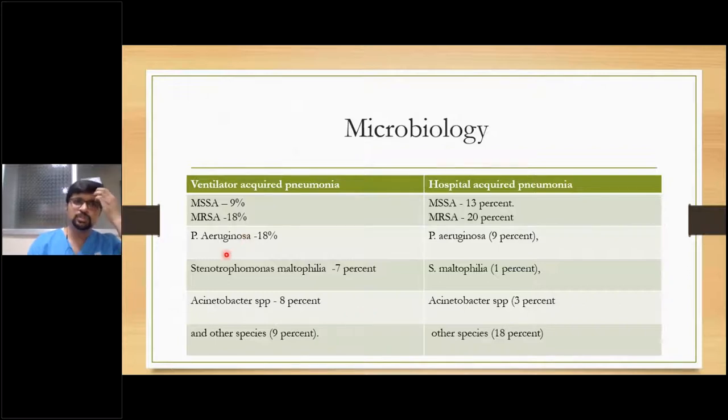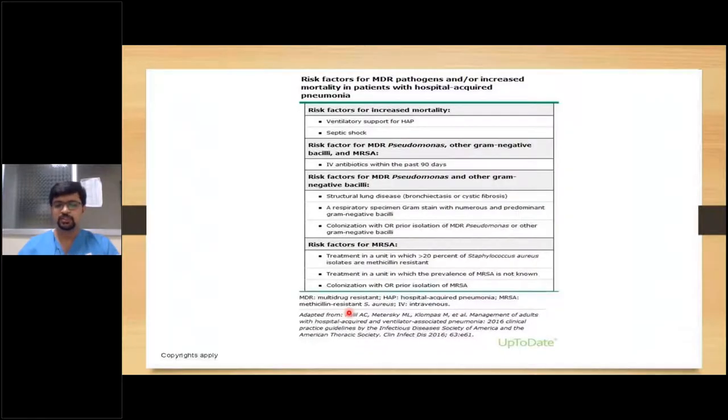And whatever antibiotics we end up using, it has to cover our Staph aureus also, it has to cover Pseudomonas aeruginosa also. It may have to cover Acinetobacter species also. So coming to the risk factors, we already looked into what the causative factors for this are and what the microorganisms are. So coming to the risk factors, these are risk factors for MDR pathogens and increased mortality in patients with hospital-acquired pneumonia. So, risk factors for increased mortality.